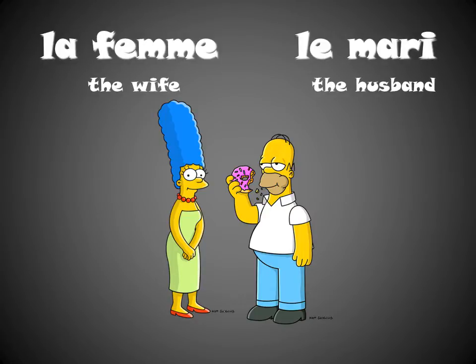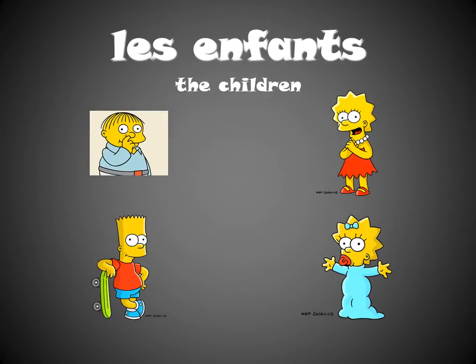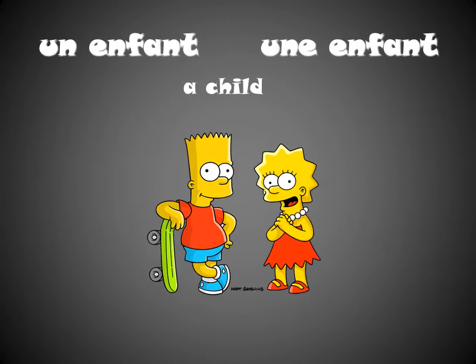Okay, la femme is the wife, and there's a space for that. Et le mari is the husband. There's also a space for that. You can write those down. La femme, le mari. The children is les enfants. Les enfants. So a child, depending on the gender of the child: un enfant, une enfant.